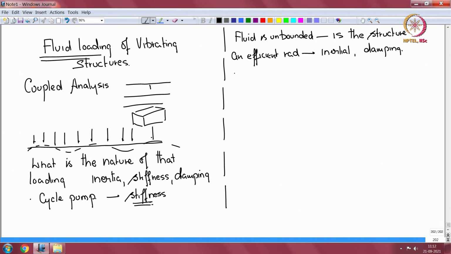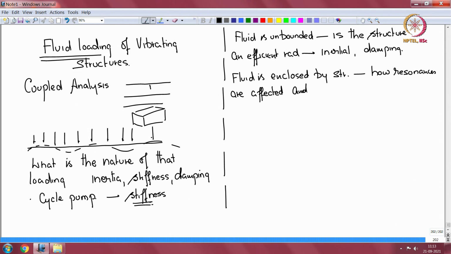The other scenario is when fluid is enclosed by the structure. It's a contained fluid. There we are mainly looking at how resonances are affected, and mode shapes are modified. New mode shapes appear.